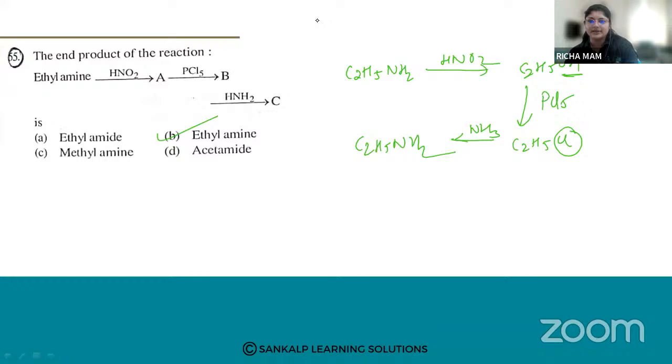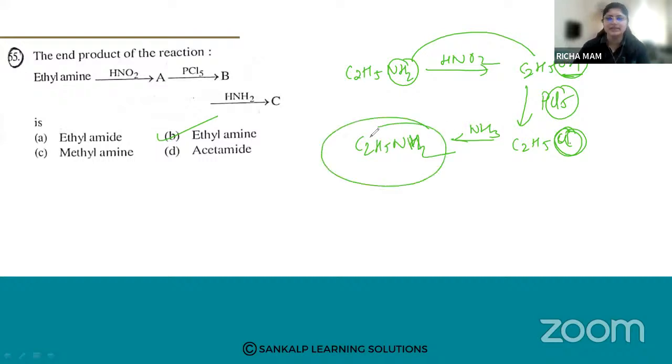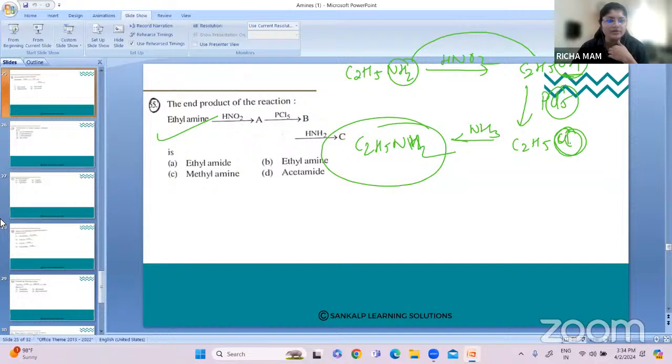So the NH2 I'm converting into OH. This OH I'm treating with PCl5, so the Cl group replaces it. Further treating with NH3 gives me back ethylamine. So option number B is the answer. Is it clear? Any doubts up to here?